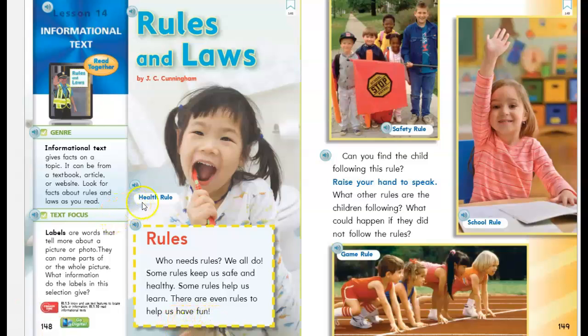This says health rule as our label. Why do you think this label is called health rule? Look at the picture. What is the little girl doing? She is brushing her teeth. So a health rule may give us rules to keep us healthy.